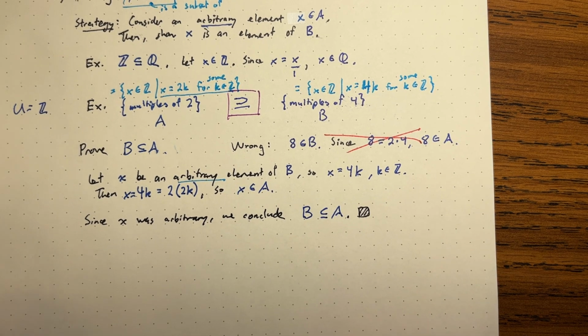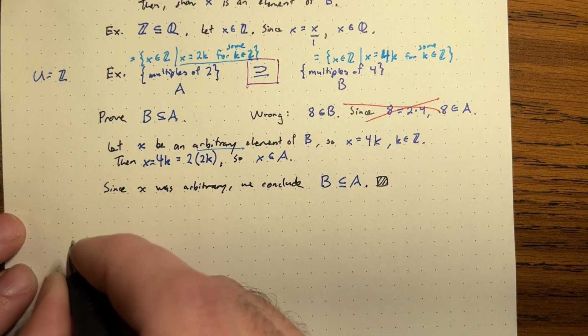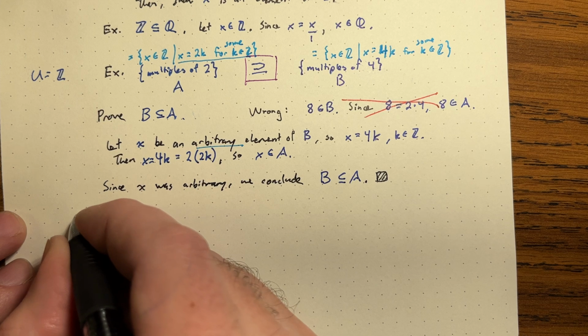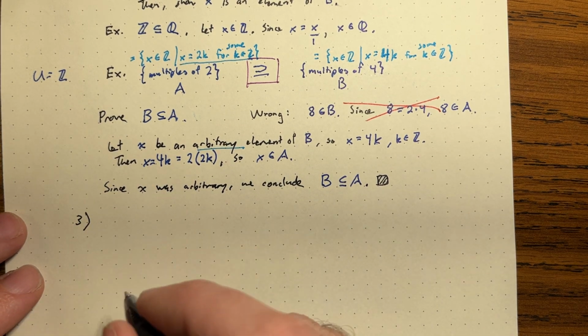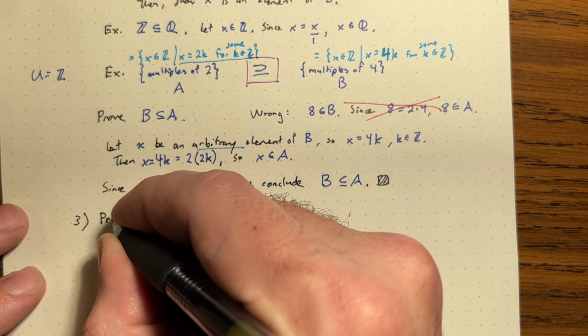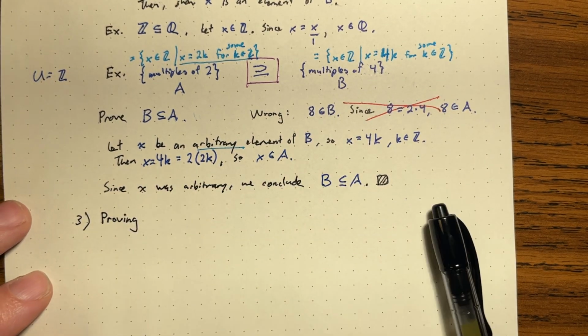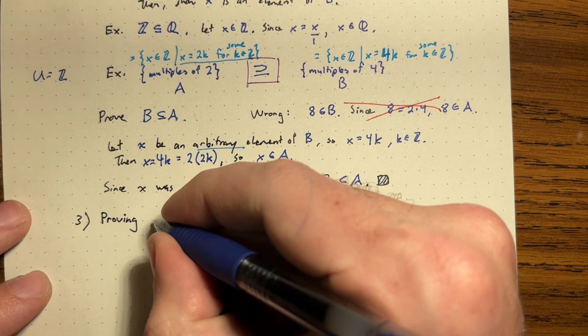Excellent. Okay. So let's do our next task, and this is the most complicated of them all. It doesn't seem like it should be, but we're going to talk about actually proving set equality. So, proving two sets are equal.